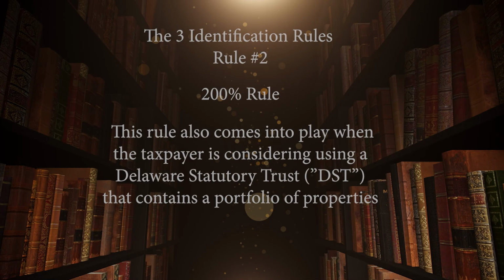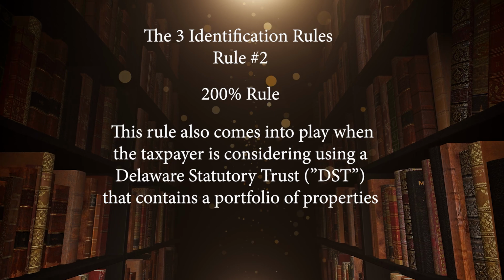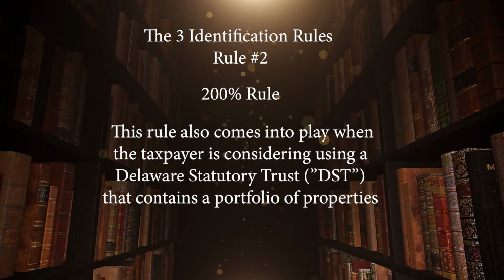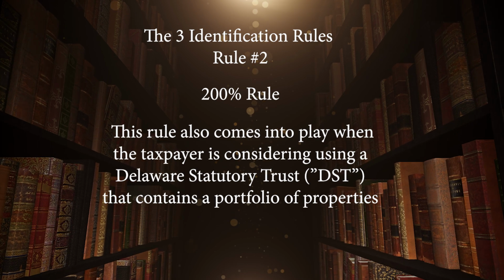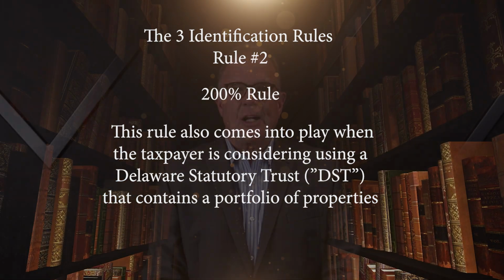This rule can also come into play when the taxpayer is considering identifying a DST, or Delaware Statutory Trust, that contains a portfolio of properties. As long as at least one property is purchased that has been identified that also satisfies the equal to or greater than rule, then you are in compliance.